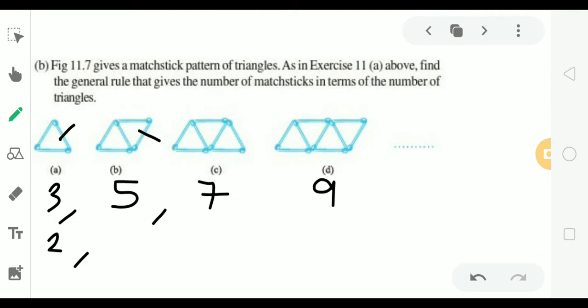If you take one from 5, this is 4. If you take one from 7, it is 6. If you take one from 9, it becomes 8. So we find that it is the multiplication table of 2.